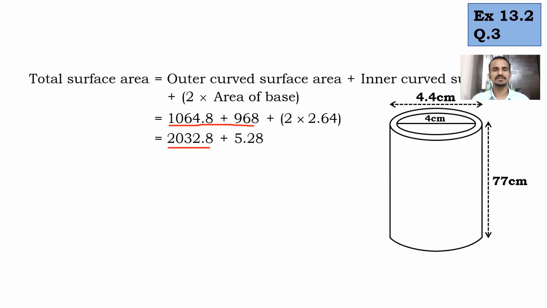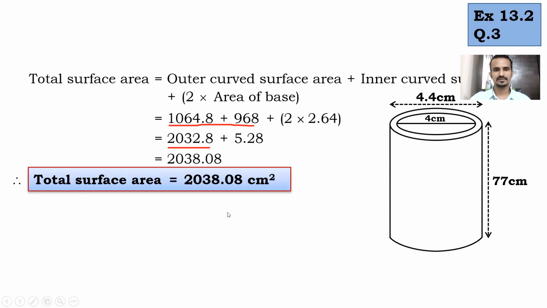Okay, now we have to do the addition. I have to be a little careful here because in the first part we have only one digit after the decimal, 2032.8, but in the second part we have 5.28. So you have to be careful about the decimal when we add. When we add this, we get 2038.08. And since this is surface area, it will be centimeters square. Now this is the final answer. Write down this: total surface area is equal to 2038.08 centimeters squares.